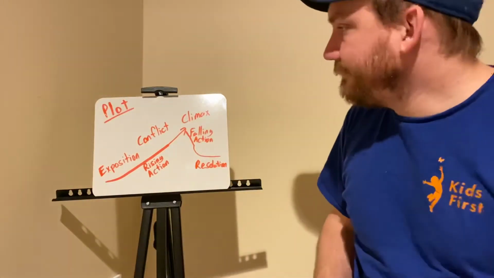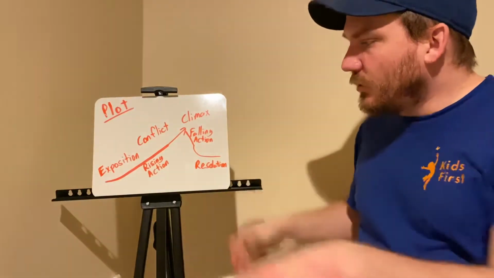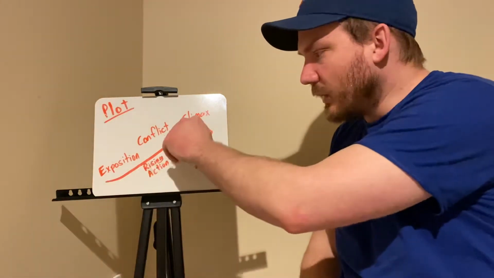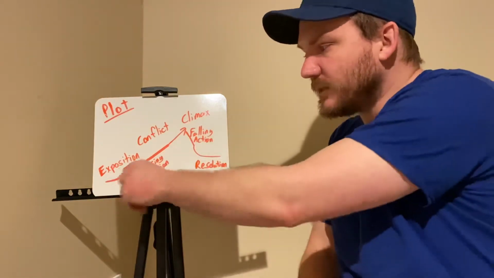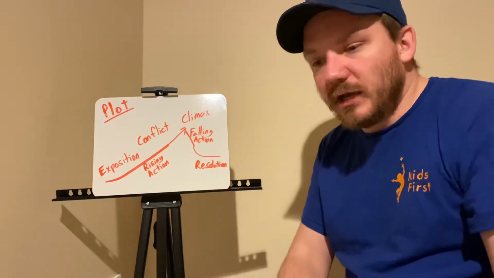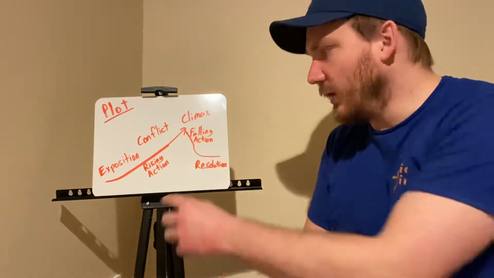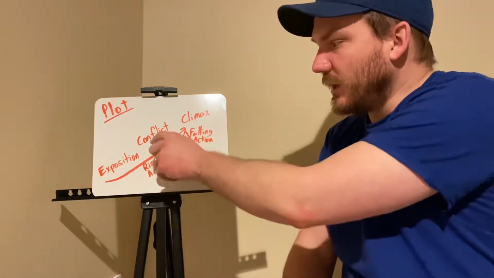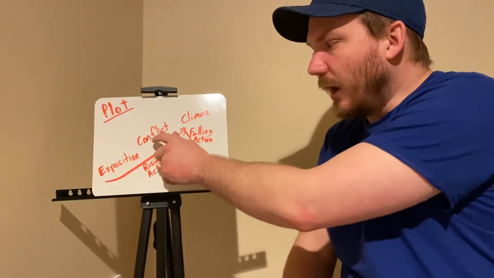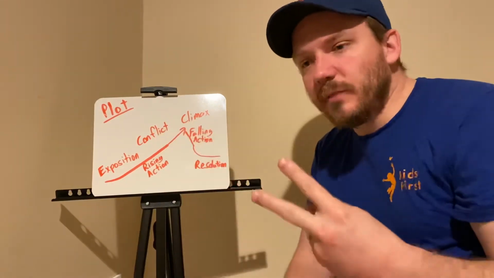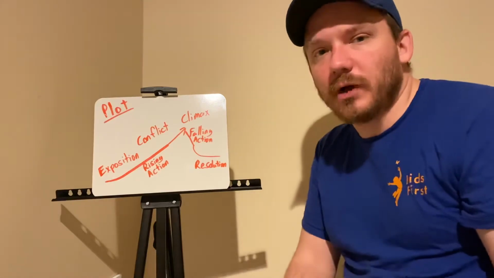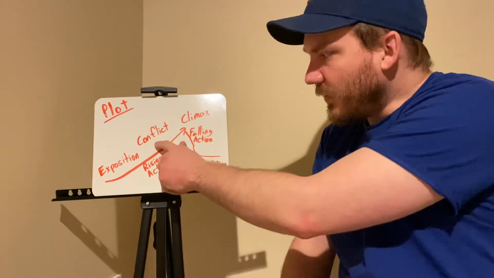All right, so plot. Generally in plot, you have this arc. If you look at the line drawn on here, you start with an exposition. That's where the story gets explained. You learn who the characters are. You then have some rising action and development of conflict. In the story of The School Play, there's two main conflicts. There's an internal and an external conflict going on. And we'll talk about that a little bit later.